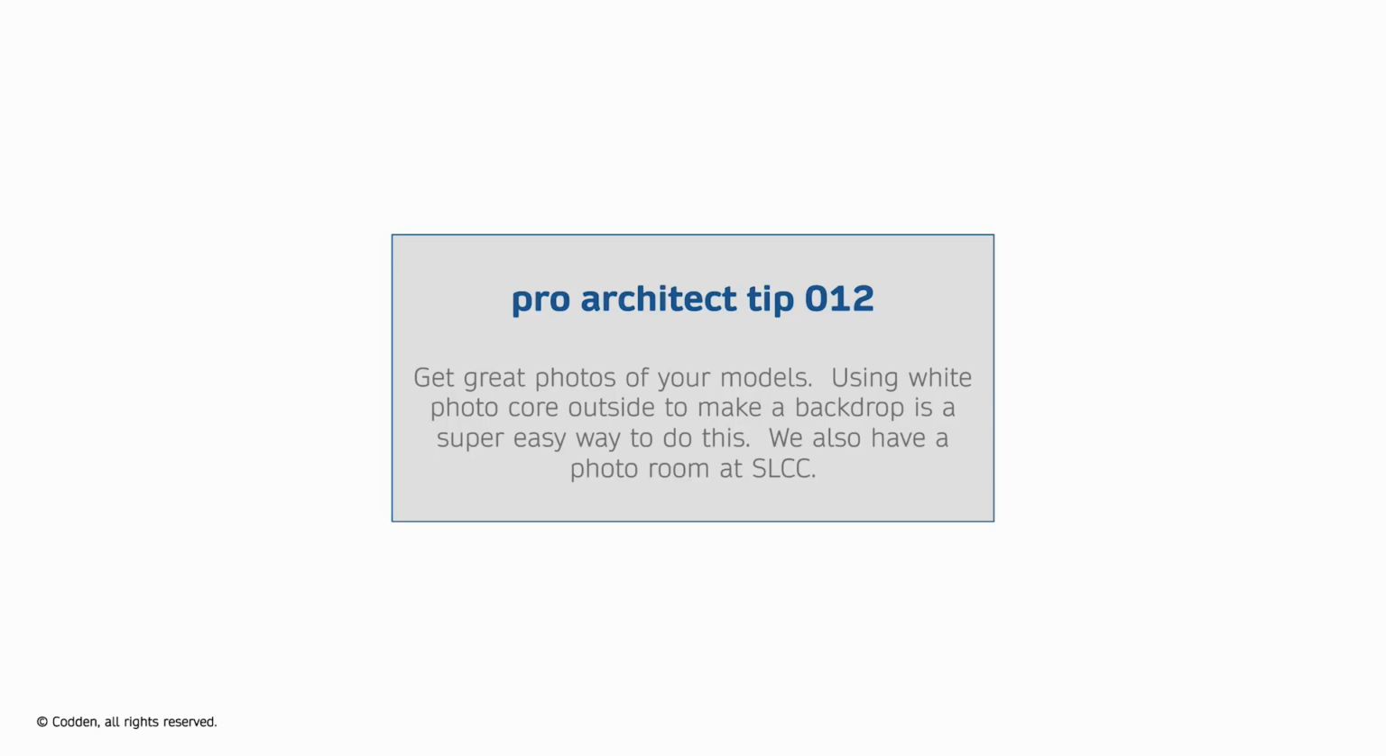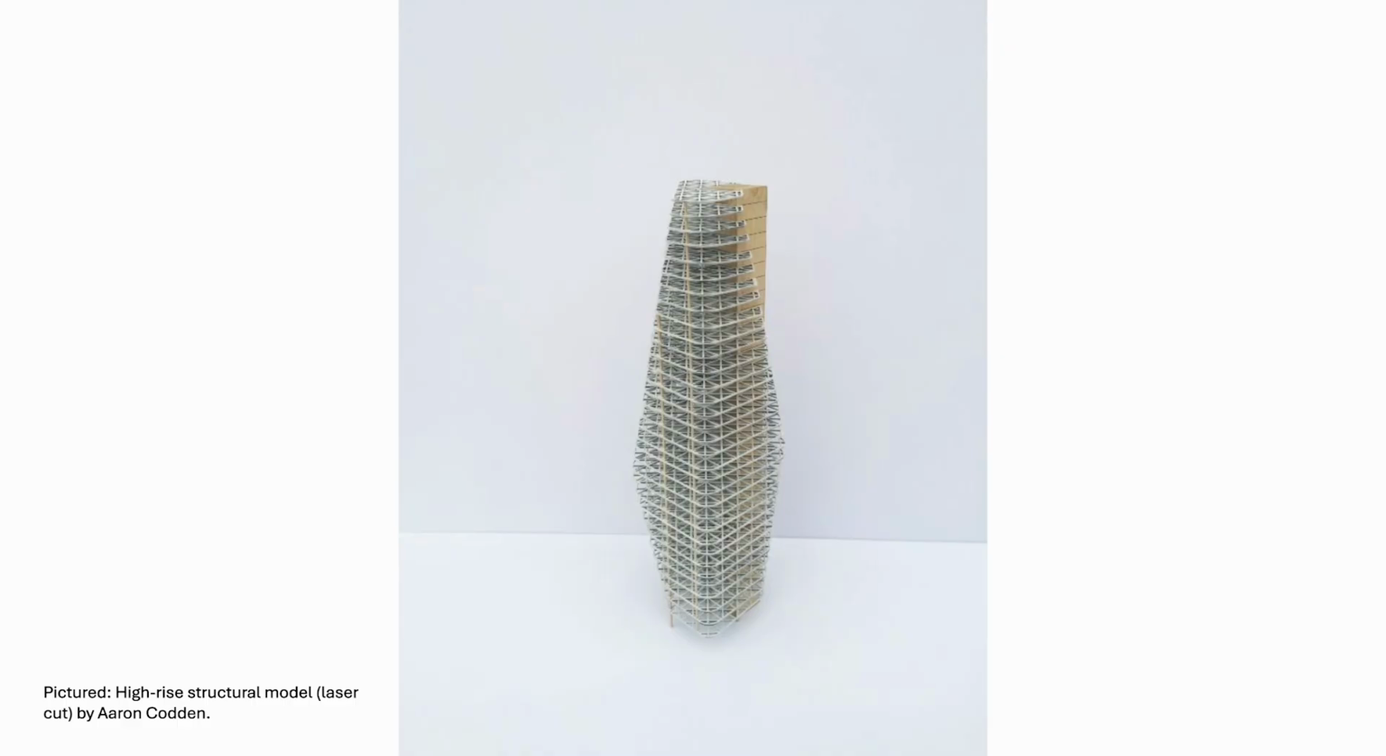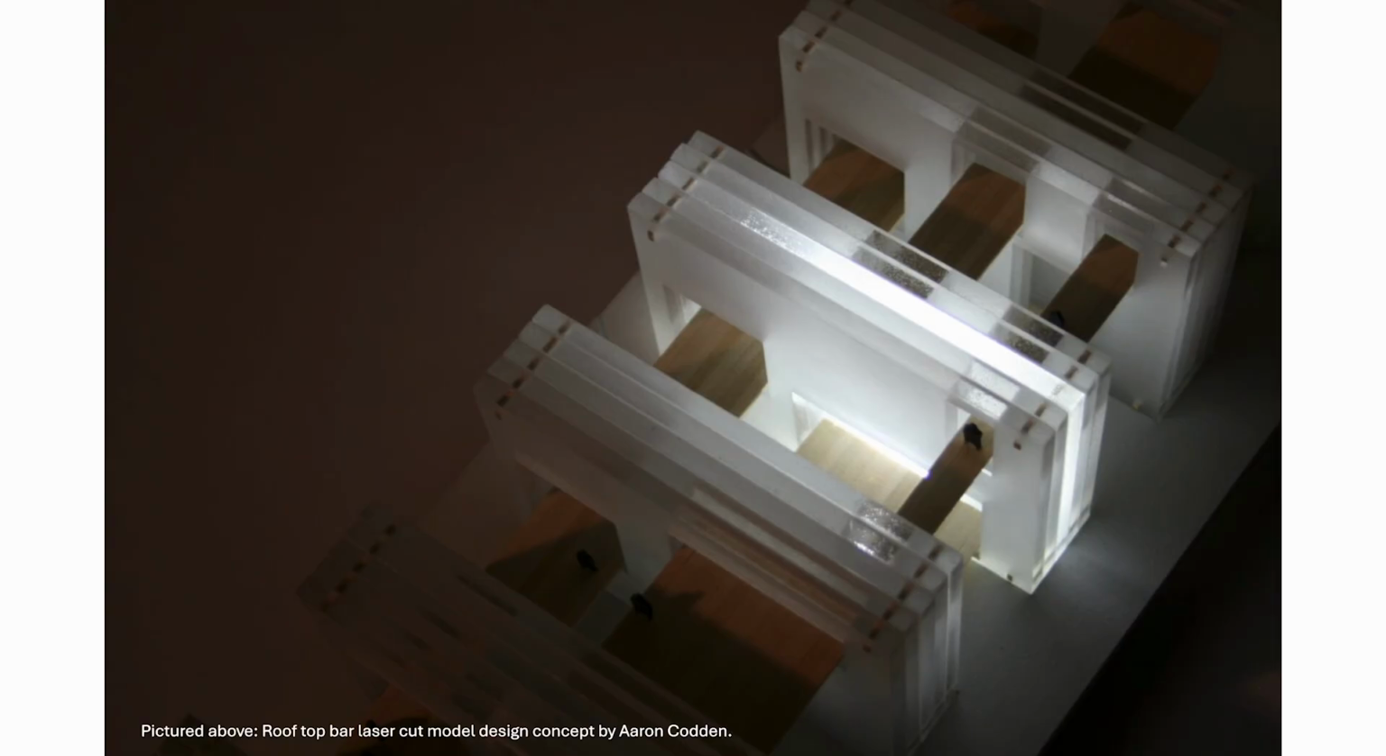And then make sure when you make models that you're taking great photos of them and take them on a white background or a black background, like a cloth or a piece of foam board. We do have a photo room at Slick, and I can show you that if you ever come in person. And then here's that structural model on a white background I showed you earlier. A rooftop bar model I've made.